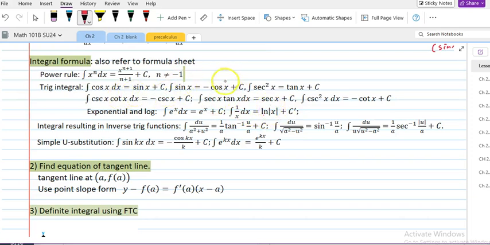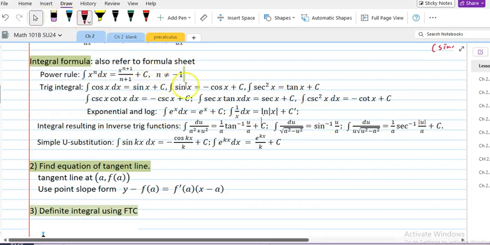Then for cosine, sine, all of those are just the opposite of what your derivative functions are. Just pay attention to the integral of sine x. Oh, I think I'm missing some dx. Yeah, so sine x dx, secant x dx. I'm missing all of those. So for the integral of sine x, it is negative cosine x.